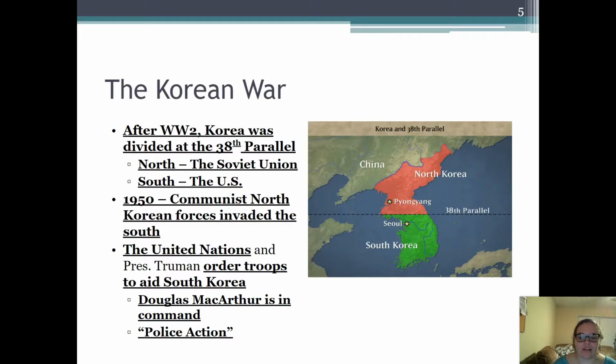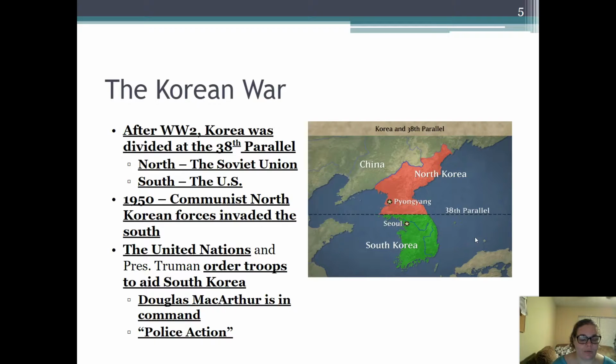The United Nations and President Truman freak out. Okay, without warning, the North Koreans just invade South Korea, and they're going to push everybody down to the southeast portion of South Korea, around the city called Busan, and that's all of South Korea that's left. North Korea controls all of the rest.